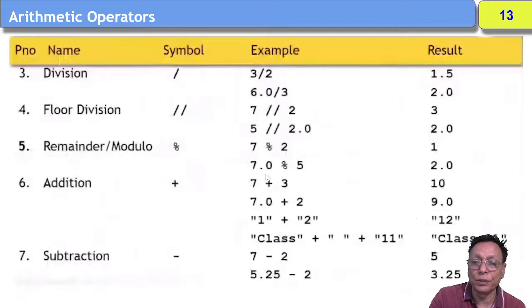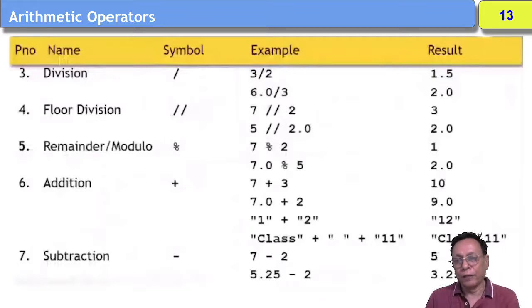Similarly, 7.0 modulo 5 will give you 2 as the remainder, and that is why it gives 2.0. Next is plus, which is a binary operator, so obviously you are going to add two operands. 7 plus 3 gives you 10. And when you apply 7.0 plus 2, plus is applied between 7.0 and 2, and it gives 9.0.